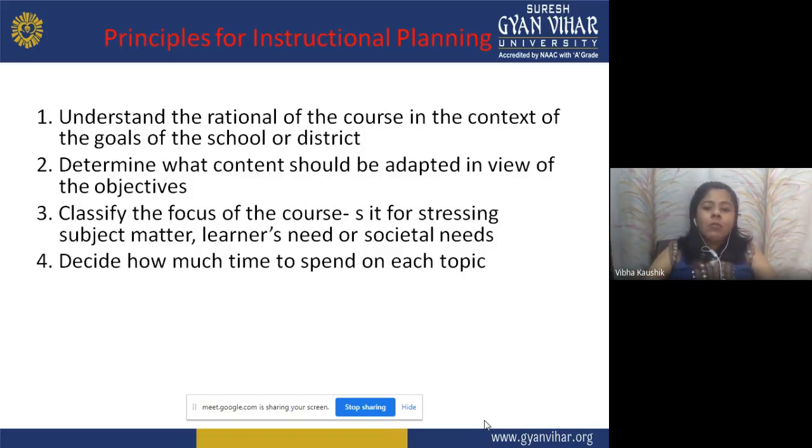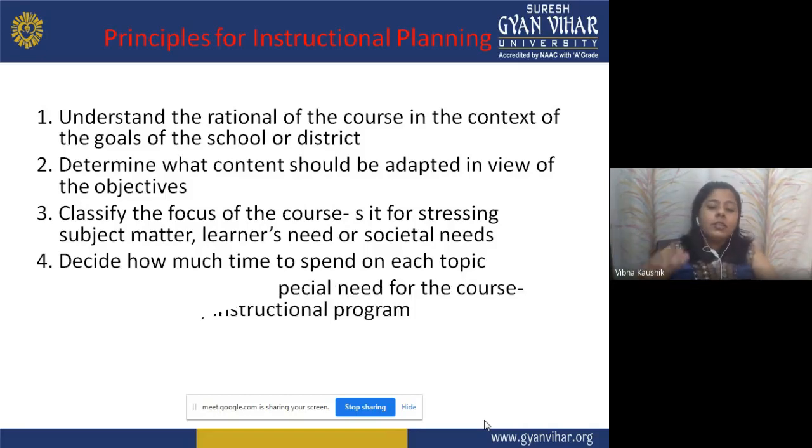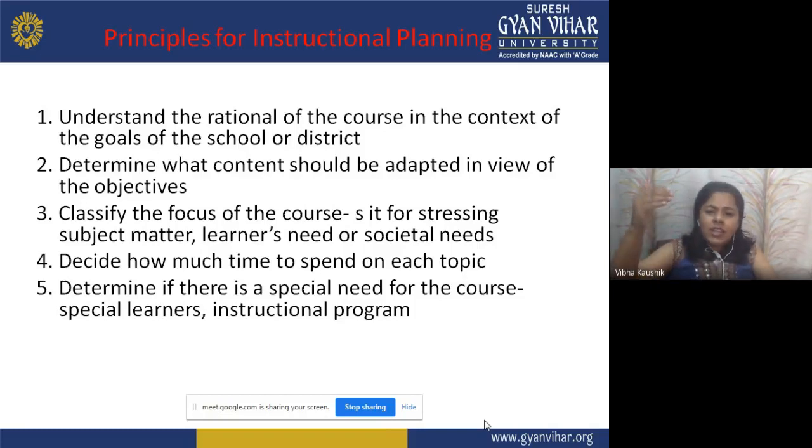Decide how much time to spend on each topic means now the teacher has to decide that these are the topics which I have to complete in that particular course or the syllabus. Now, instructional planning will help the teacher to decide that in that particular topic I have to give 2 or 3 periods, means the instructional planning will help the teacher to decide how much time he needs to spend on a particular topic or a particular content.